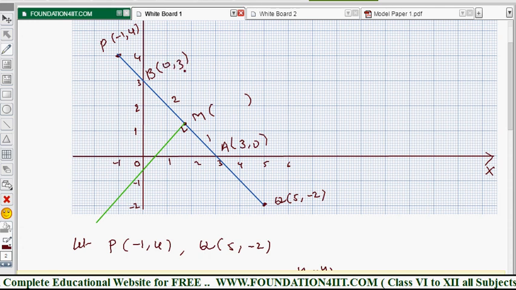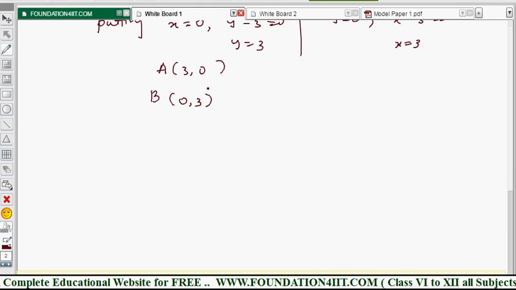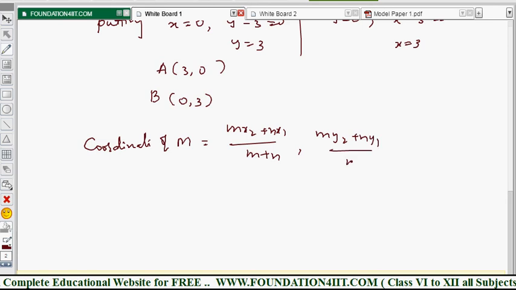Then M we can find out using the 1 is to 2 ratio, so the section formula you can apply. Then you can find out the coordinates of M. You can use the formula (mx2 plus nx1) by (m plus n), comma, (my2 plus ny1) by (m plus n). Here AB gives x1 y1 and x2 y2, and the given ratio is 1 is to 2.